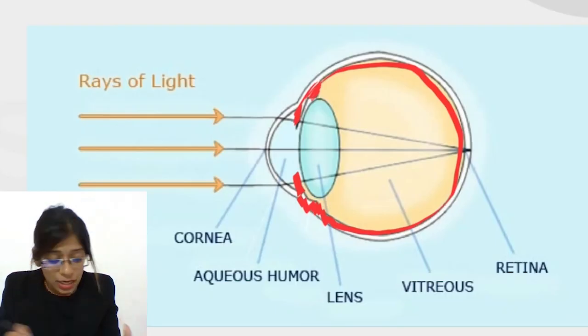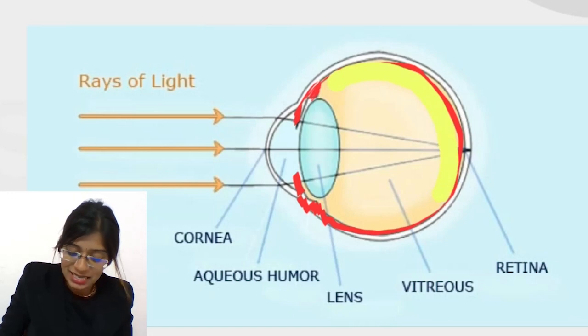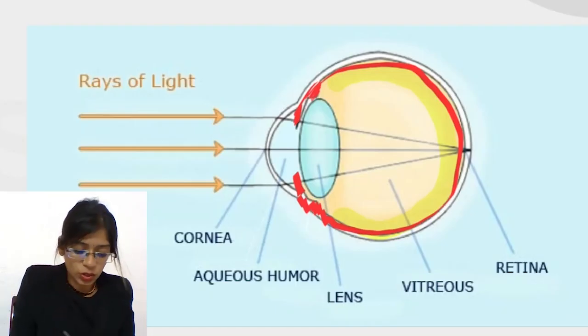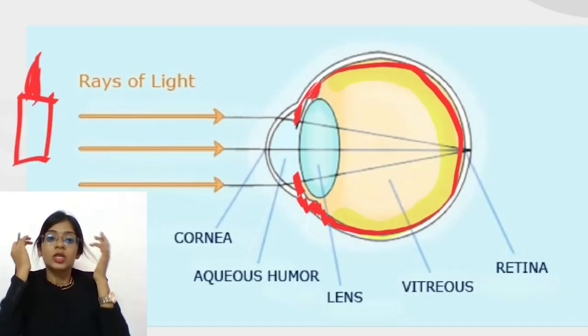And the inner coat of the eye, that is called as a retina. That is the retina. Now see, light rays. Suppose you are seeing a distant object. I am placing a candle at a distance. So you know what happens?